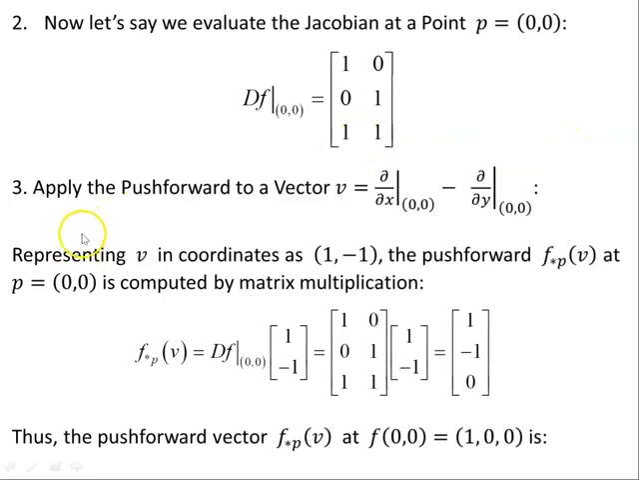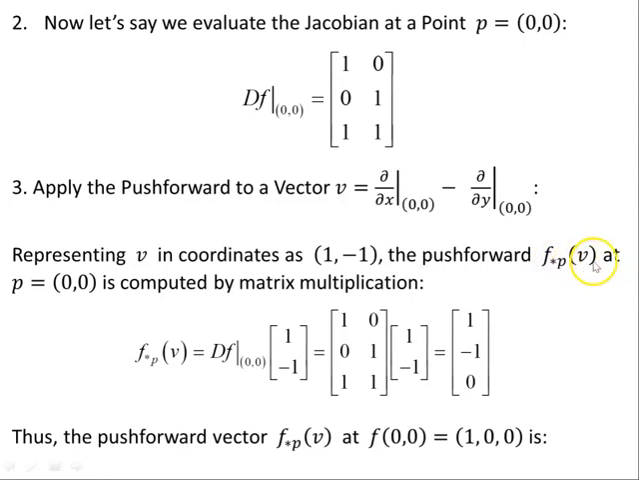Next step, we apply the push forward to a vector v. I didn't nominate it earlier, just as I didn't nominate point p, but here's a vector we'll use just for demonstration purposes. So v is 1 unit in the x direction minus 1 unit in the y direction at the point 0, 0 on manifold M. Now, representing v in coordinates as 1, minus 1: 1 unit here and minus 1 unit here.